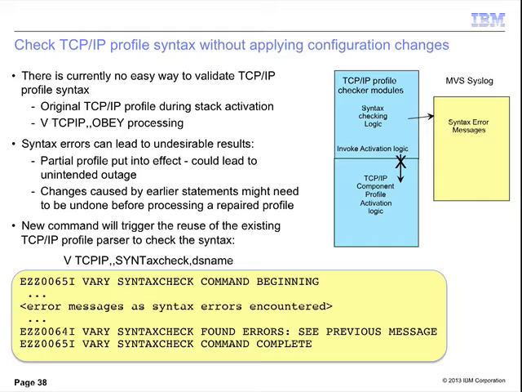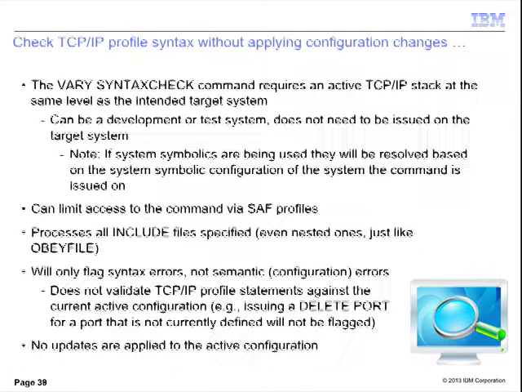So V2R1 gives you a new command. You see it on the chart there, VARY TCPIP, SYNTAX, and the name of the profile. Then you get out a couple of bookend messages telling you we're starting syntax check, and then when we finish it, and in the middle you would see any type of syntax error message you would have seen during VARY OBEY processing or initial stack activation processing. So we'll let you now know what is not syntactically correct and fix that in a less urgent manner than you would do if you were under the fire of a production VARY OBEY change.